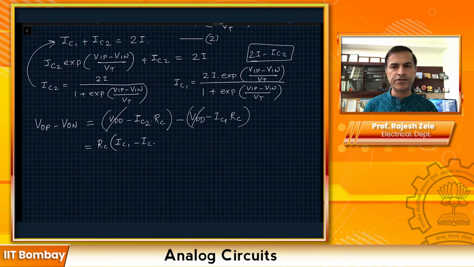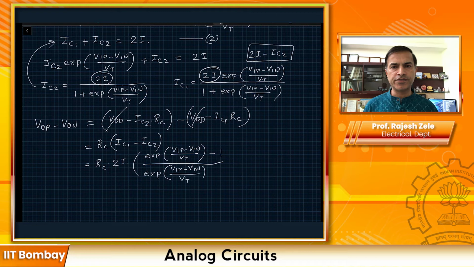IC1 minus IC2. Okay, so we can substitute now IC1 and IC2 in this equation, and this will become RC times 2 times I, which is right here. 2 times I will come out from both sides, and then since we are subtracting IC1 minus IC2, you will get exponential VIP minus VIN divided by VT minus 1, and in the denominator we will get exponential VIP minus VIN divided by VT plus 1.